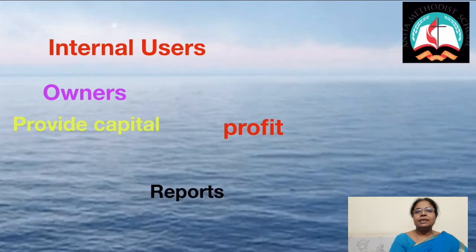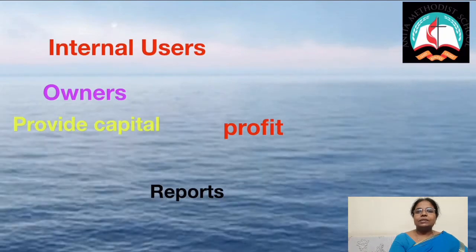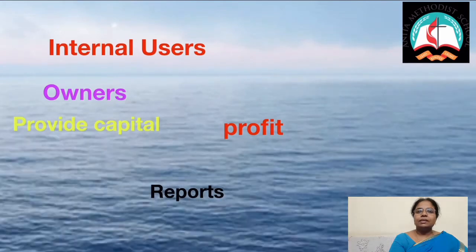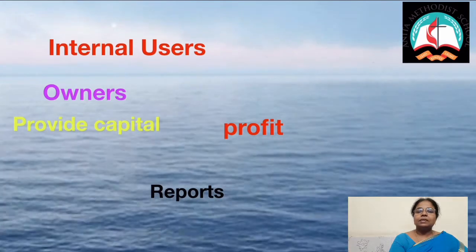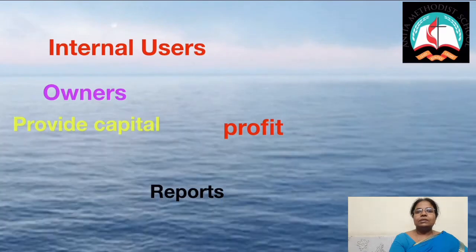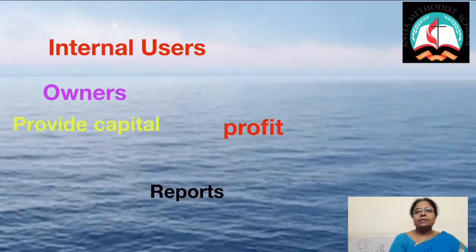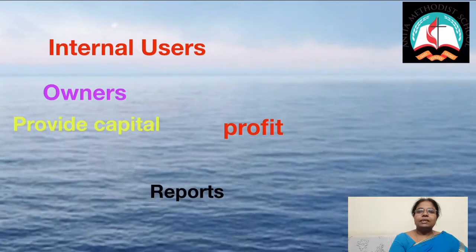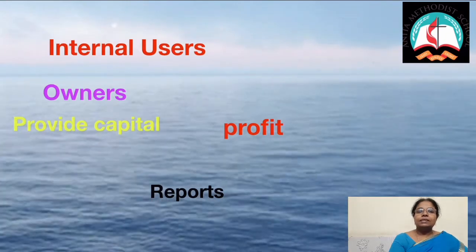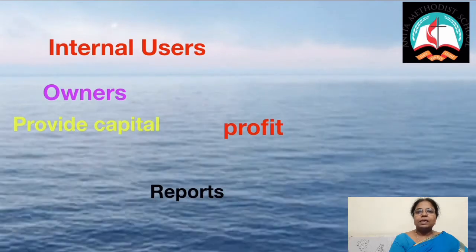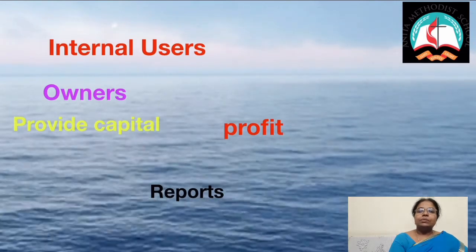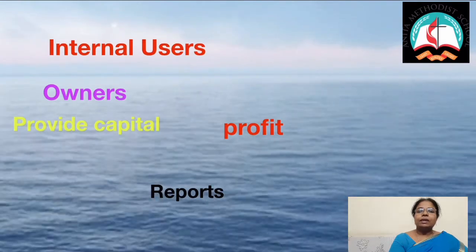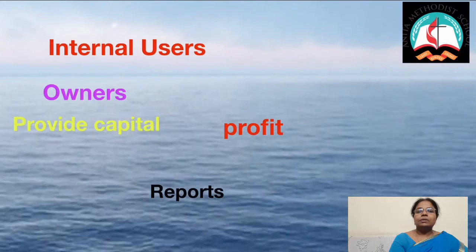Now we will see the internal users of business. The first one is owners. The owners will provide capital to be used in the business. Owners only will provide capital to the business. Since they are contributing capital, they are interested to know whether the business has earned profit or not during the particular period. And they also want accounting reports in order to have an appraisal of performance and also for the assessment of future prospects.